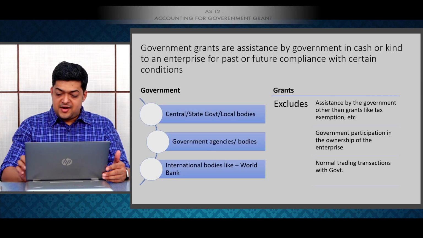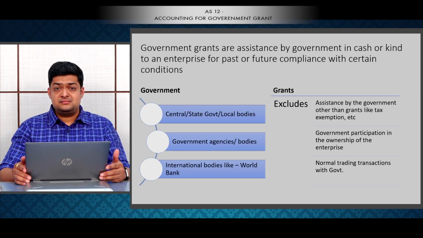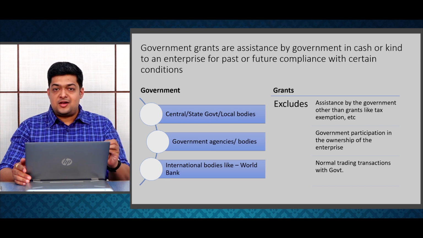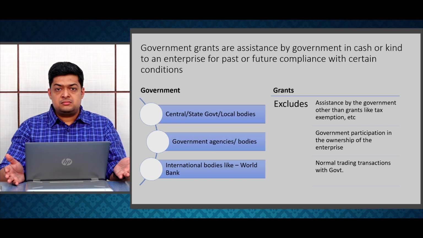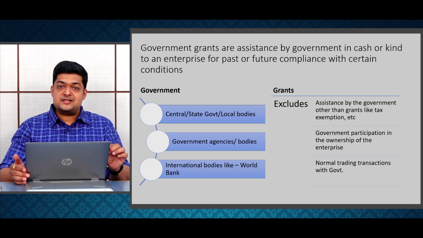The question that needs to be addressed is, what is government? This has also been defined in AS 12. Very simply stated, government means either central government or state government or local body government like municipal corporations, cantonment boards, etc. Sometimes there are government bodies or government agencies. For example, Western Maharashtra Development Corporation is not a government in itself, however it is a government body or government agency. So if a grant is received from such development corporations, it is also a government grant.